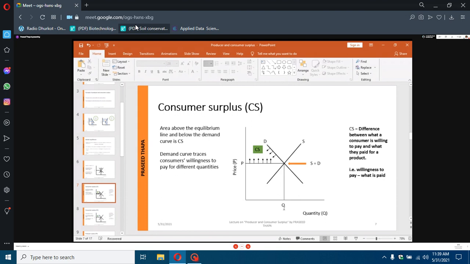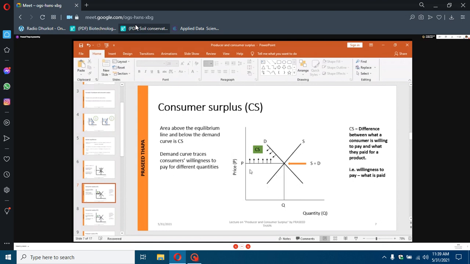In short, you can say willingness to pay, the desiredness. 1,000 rupees was the desiredness to pay for a kilo of strawberries and I only paid 800. So 1,000 minus 800 is your 200. That 200 is your consumer gain. So now which area is the consumer surplus then?